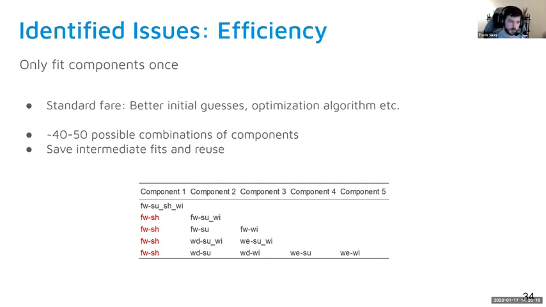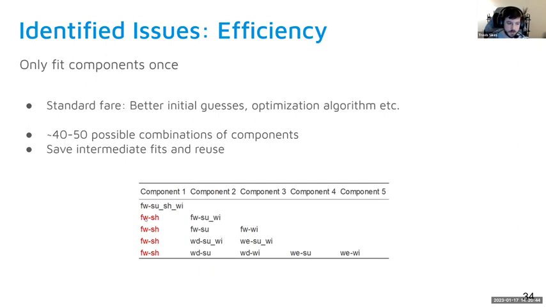Well, one way to improve that, first of all, better initial guesses, that's kind of standard. So is picking the best optimization algorithm and all of that. But you still end up with somewhere between 40, 50 possible combinations of components, where I'll define what a component is. For example, here at this top one, FW stands for full week, summer, shoulder, winter. So this model right here is everything combined together.